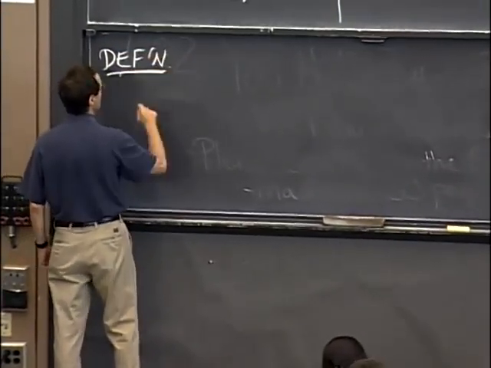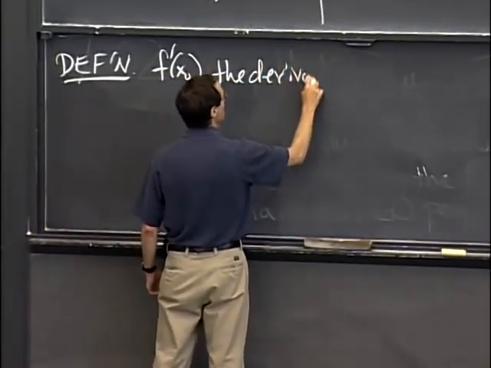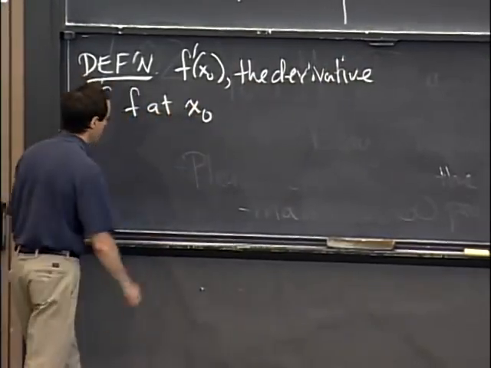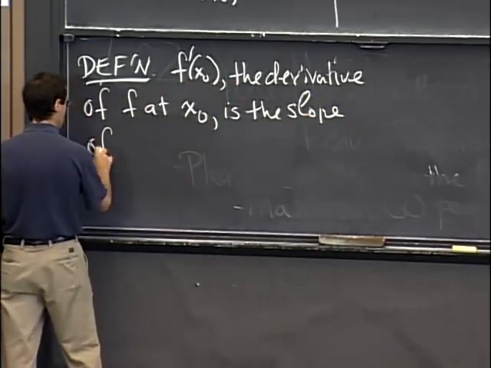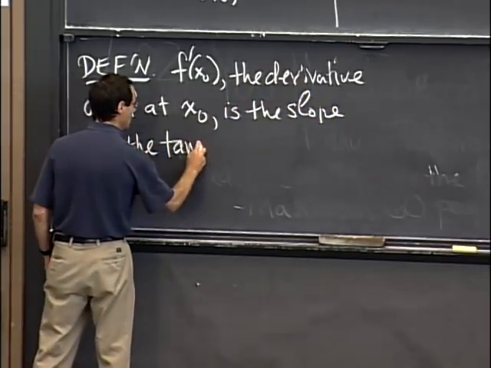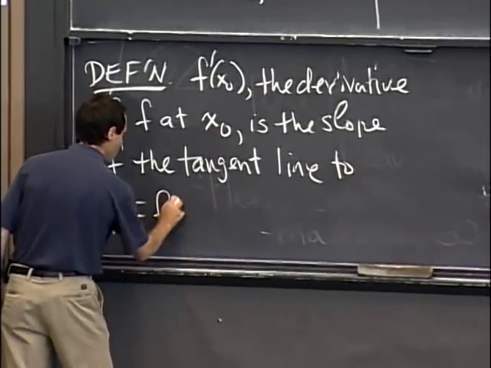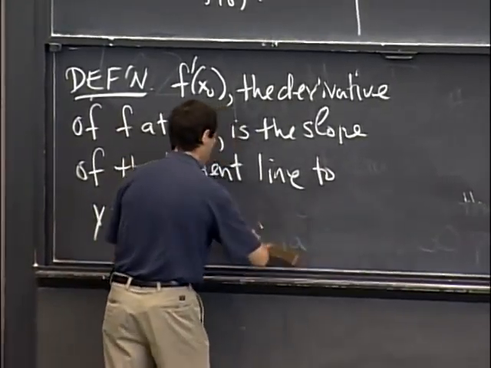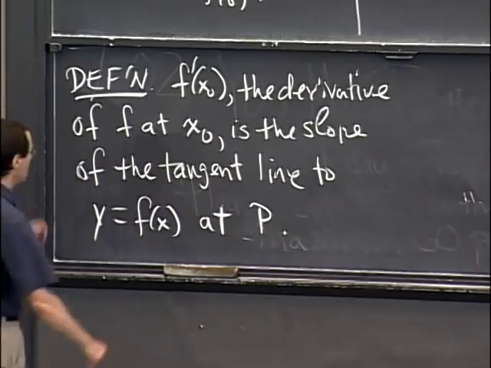So just to make that explicit here, I'm going to make a definition, which is that f prime of x0, which is known as the derivative of f at x0, all right, is the slope of the tangent line to y equals f of x at the point, let's just call it P. All right?